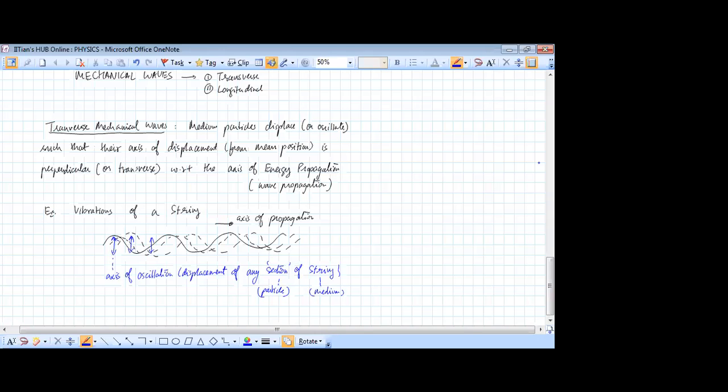Okay, people. So you can understand here that as a string vibrates, if you just keep your eyes fixed on any section of the string, you'll see that that section is only going up and down. It's not vibrating along the axis of propagation. So that's what we mean by transverse mechanical wave.